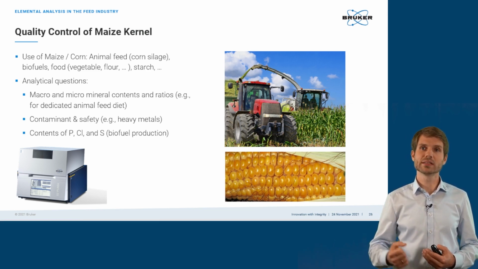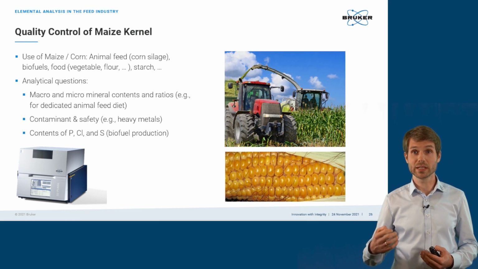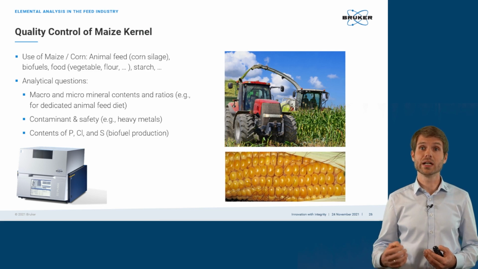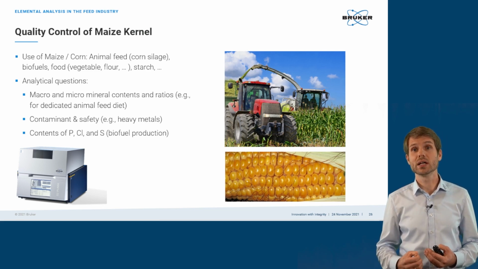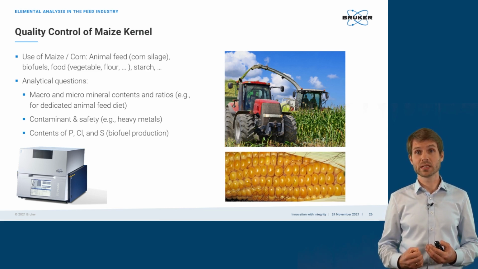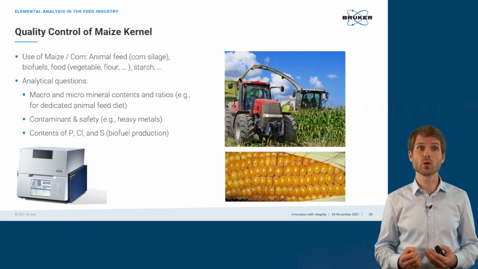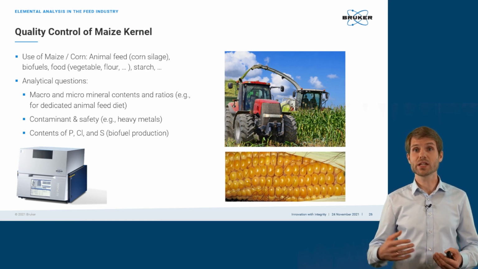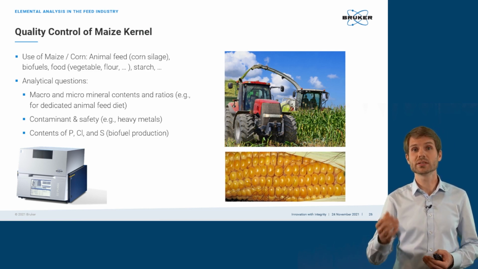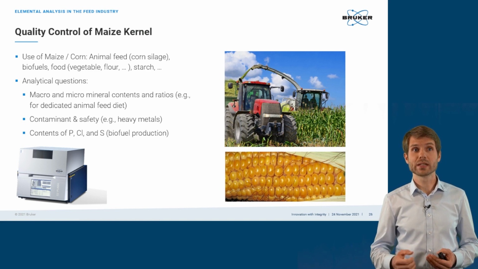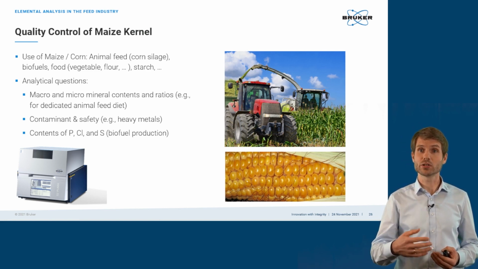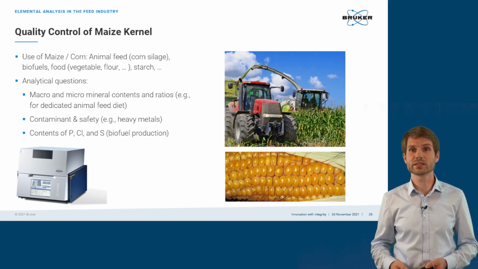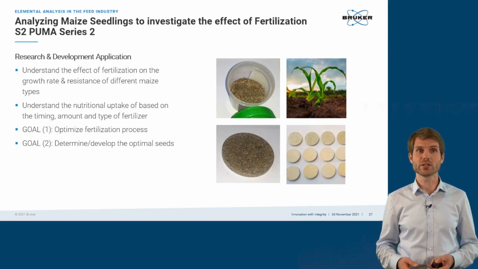So, for instance, when we're going to biofuel, we are typically interested in the very low ends for phosphorus, chlorine, and sulfur. And for this, we would typically use a polarized energy dispersive system. Won't go into detail here. This is our S2 Polar. Or when you're looking into feed applications, the macro and micronutrients, and also the contaminants, then you're typically dealing with an energy dispersive system, direct excitation like the S2 Puma shown here.